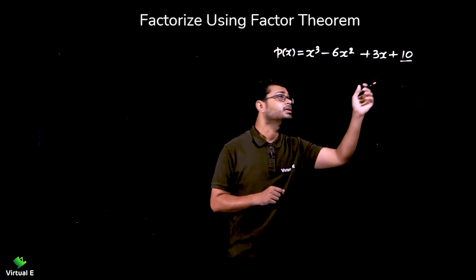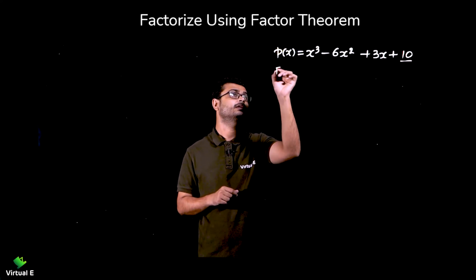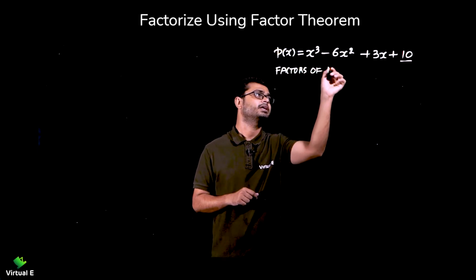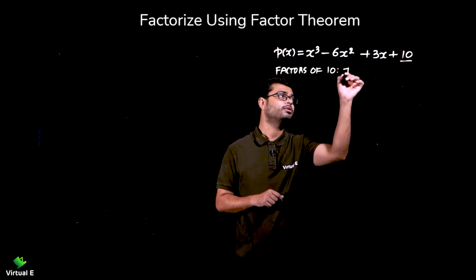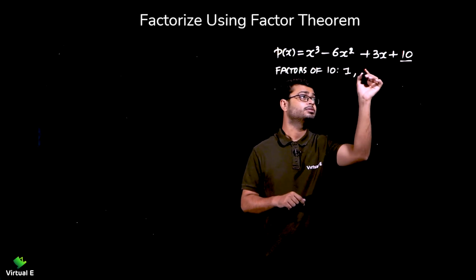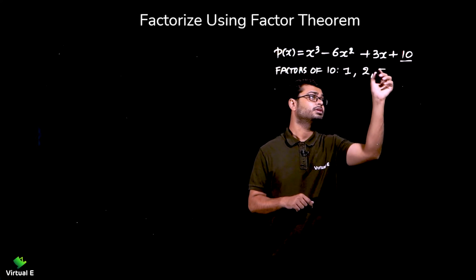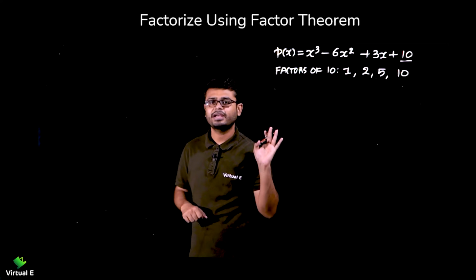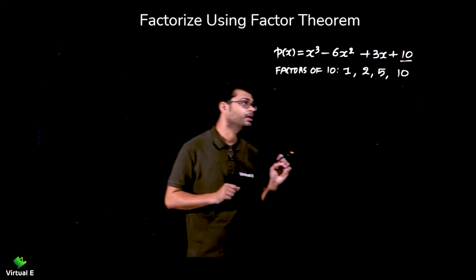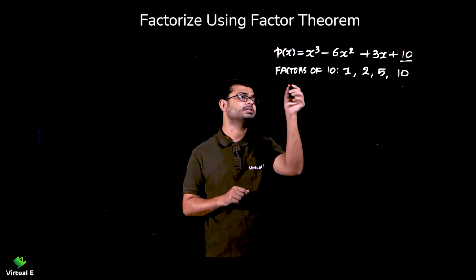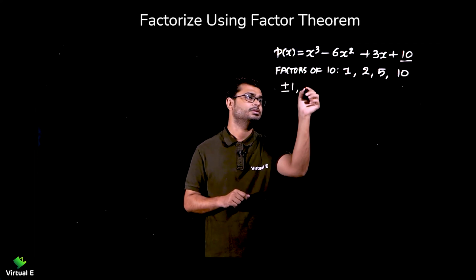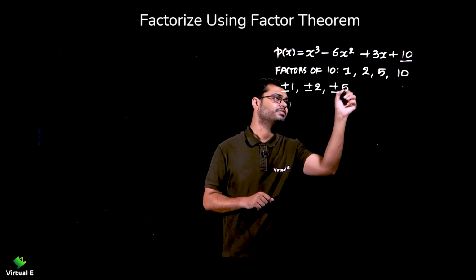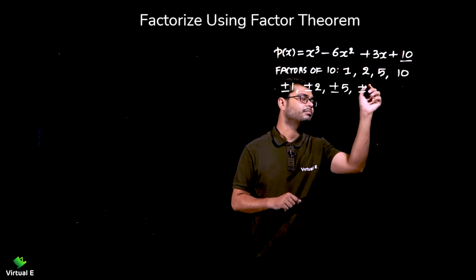So 10. Let's find the factors of 10. Let's write the factors of 10. First of all, I told you always write 1. It is an even number, so 2 is a factor. It ends in 0, so it is divisible by 5. And finally 10. So 4 factors in this case as well. Now let's take the plus or minus sign. Plus 1, minus 1, plus 2, minus 2, plus 5, minus 5 and plus or minus 10.